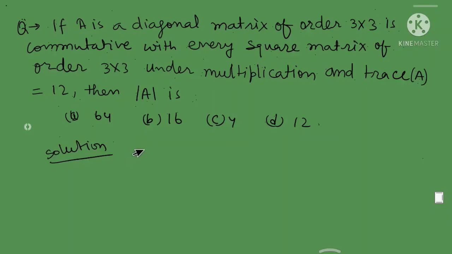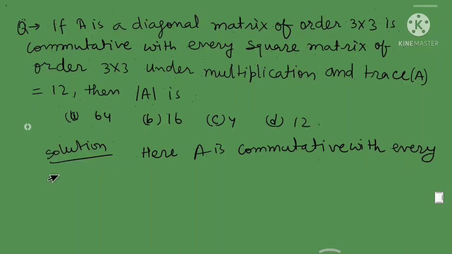Here A is commutative with every square matrix. So we can say that A is a scalar matrix, hence A is a scalar matrix.